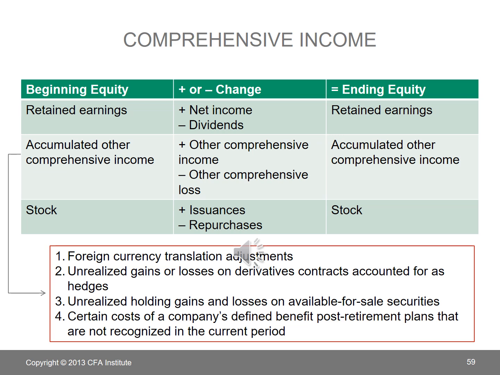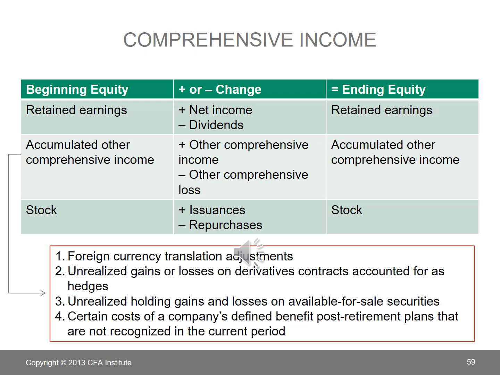Now, we also need to understand that there are 4 types of items that are treated as other comprehensive income under both IFRS and GAAP. The specific treatment of some of these items differs between the 2 sets of standards, but these types of items are common to both. The first type is foreign currency translation adjustments, which in consolidating the financial statements of foreign subsidiaries, the effects of translating the subsidiaries' balance sheet assets and liabilities at current exchange rates are included as other comprehensive income.